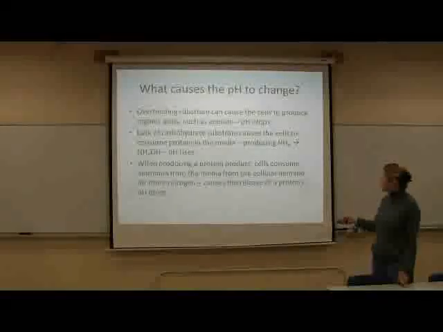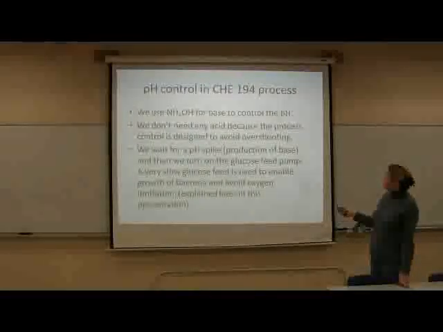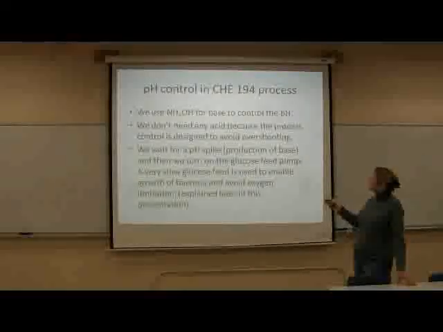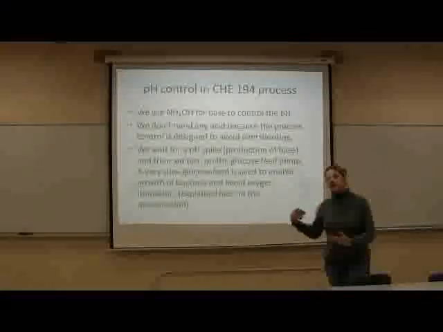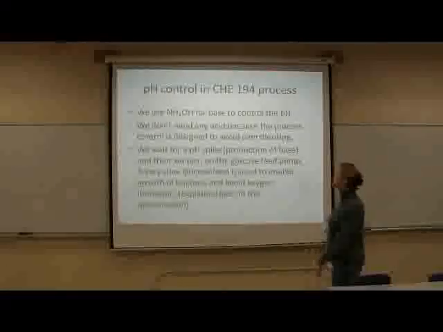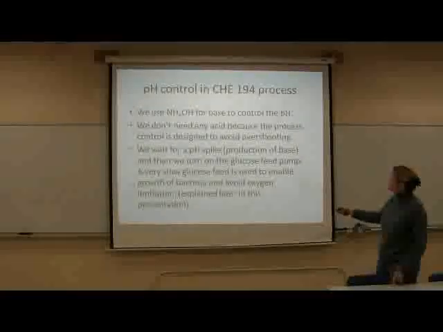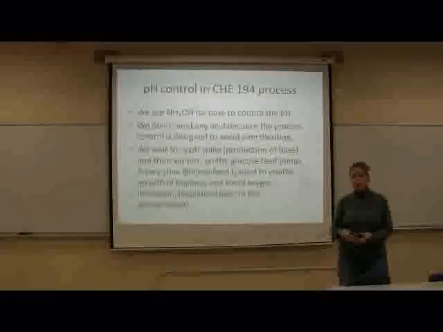So that's it. So in our process, I think I've already mentioned this, we are going to use ammonium hydroxide as a base to control the pH. Ammonium hydroxide is also a source of nitrogen, so that's a good thing for our bugs. And we don't really need any acid because if we get a pH spike, this is what we wait for.